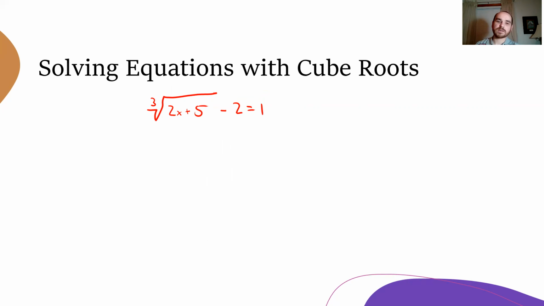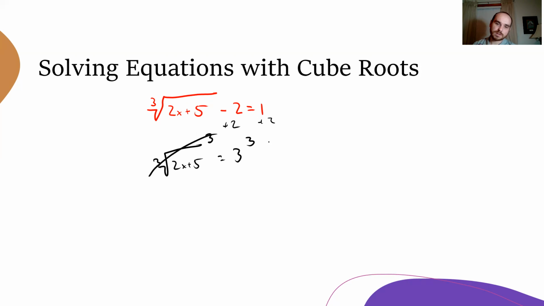The key for this one is to make sure that you remember that you need to get this 2 all the way over here first. That way you don't have to do really gross things where you cube this whole side. You can't cube just a single number on a side, or even the numbers individually. You have to cube the whole side all at once. So we want to make sure that things are isolated. So first we're going to add 2 to both sides. We have the cube root of 2x plus 5 equals 3. And then we're going to cube both sides.